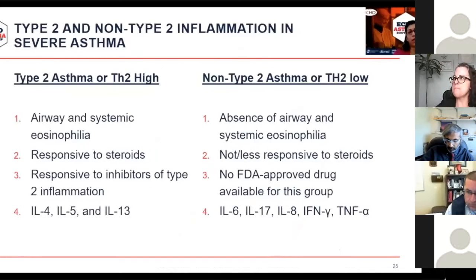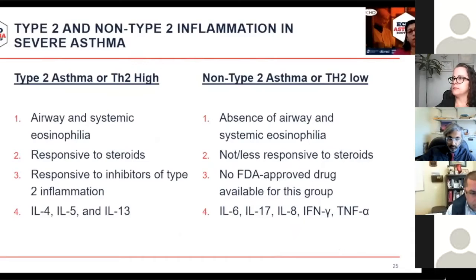So let's review the main points about how to differentiate type 2 or Th2 high asthma from non-type 2 or Th2 low asthma. Type 2 asthma tends to have a lot of airway and systemic eosinophilia. They're often responsive to both inhaled and systemic corticosteroids. They're responsive to inhibitors of type 2 inflammation. And the predominant interleukins on this side are IL-4, IL-5, and IL-13.